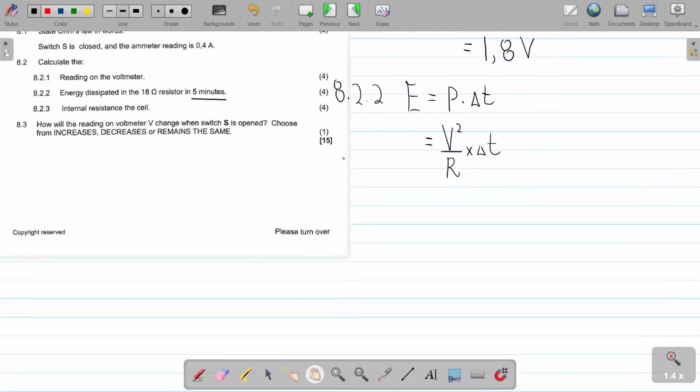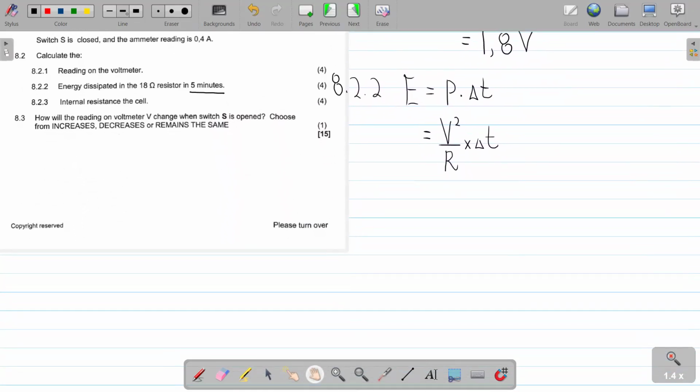So then you substitute. You have V here is going to be 1.8, and then squared, divided by 18. Then 5 minutes, it's going to be 5 multiplied by 60.